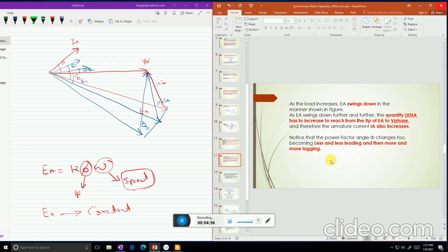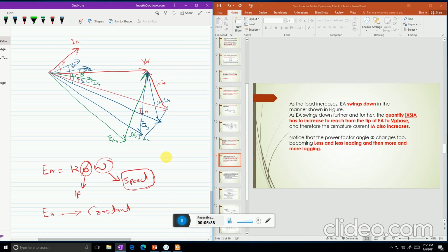When the load on the synchronous motor increases, for example, if load increases to this one, this is jXS IA number 4, EA 4. So then IA will become here, and now IA is lagging. So when load on the synchronous motor increases, its current becomes less and less leading and more lagging.